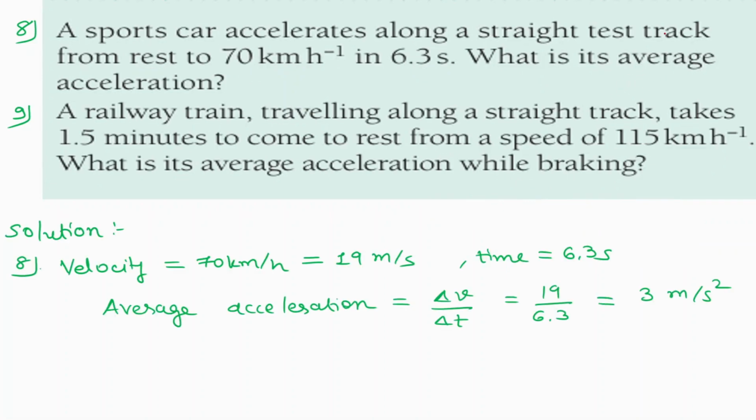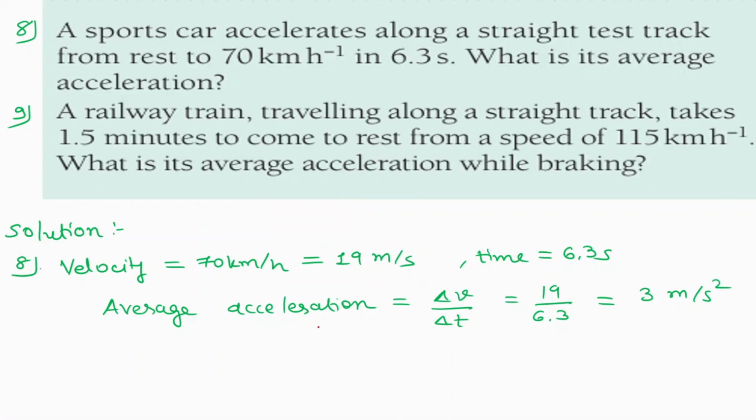The solution will be like this. The final velocity is 70 kilometer per hour, but you need the unit in meter per second. So multiply by 1000 to convert kilometer into meter, and for the hour, multiply 60 into 60, that is 60 minutes and 60 seconds, and you will get the answer about 19 meter per second. The time is already given in seconds, so it remains as it is.